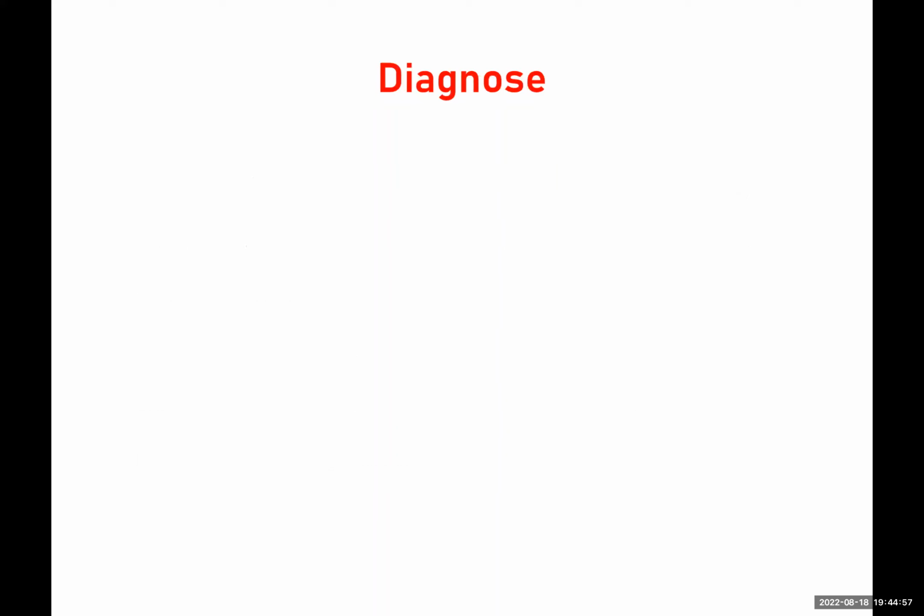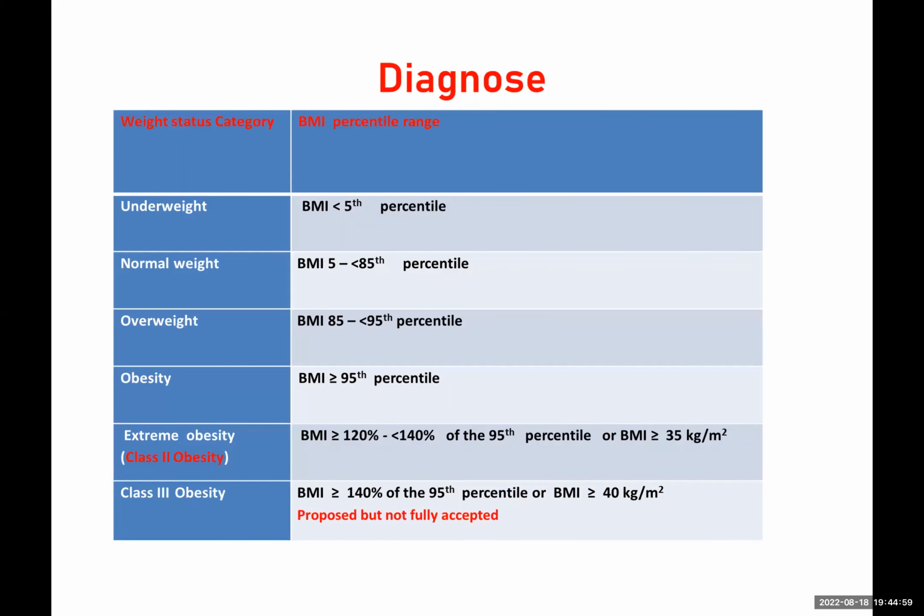How do we diagnose obesity? What are the criteria we use? If you look at these weight categories, if the child's body mass index is below the 5th percentile, this is an underweight child. If the child's body mass index is between the 5th and 85th percentile, this is a normal child. If between the 85th and less than the 95th percentile, this is overweight. And if the body mass index is at or above the 95th percentile, this is obesity.